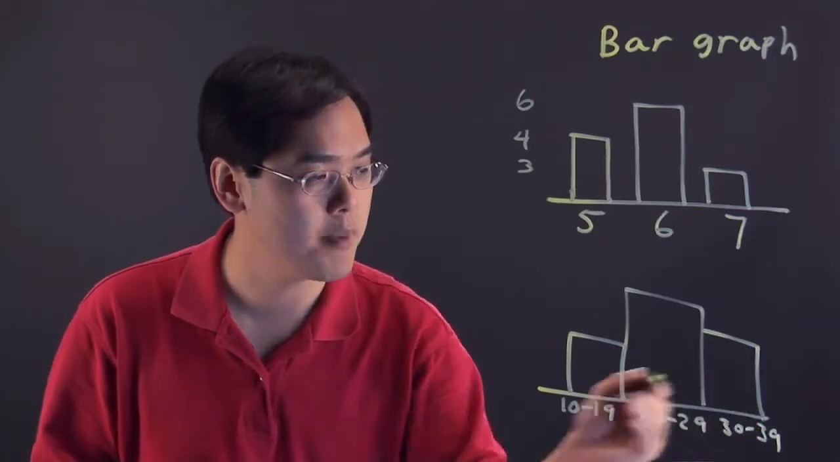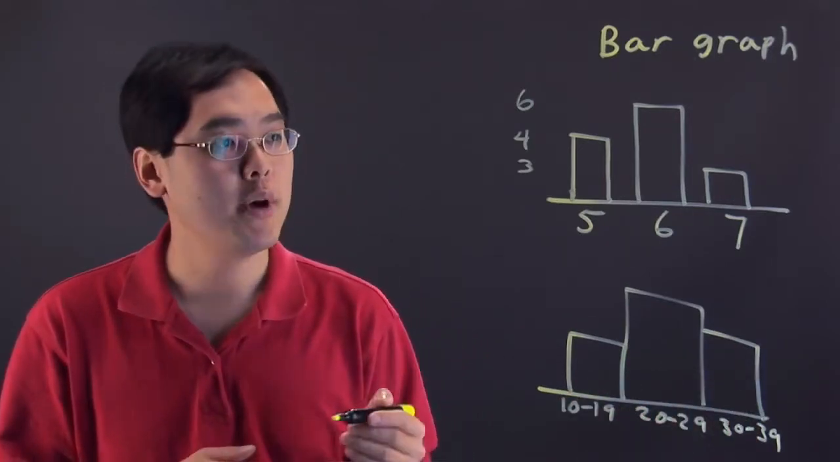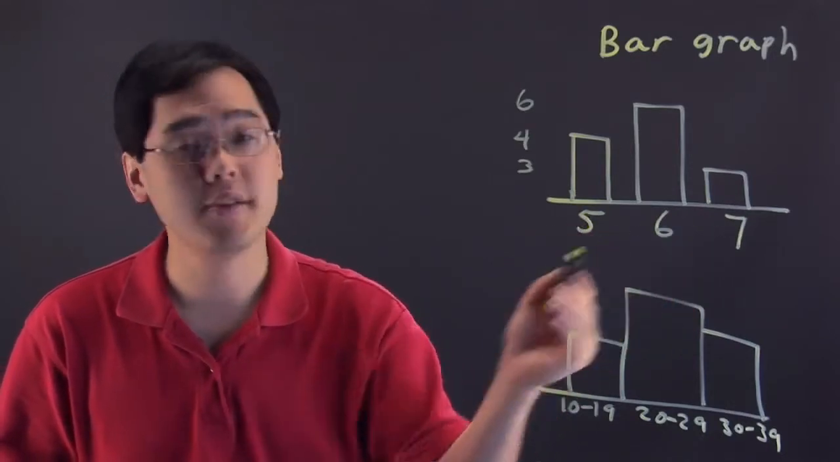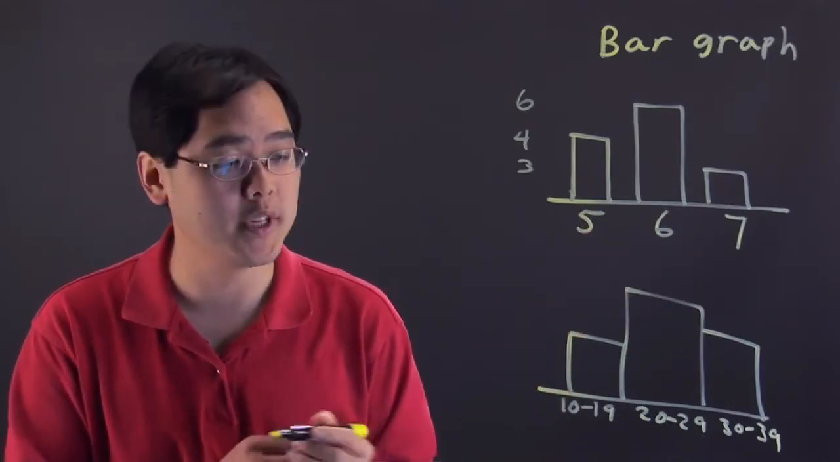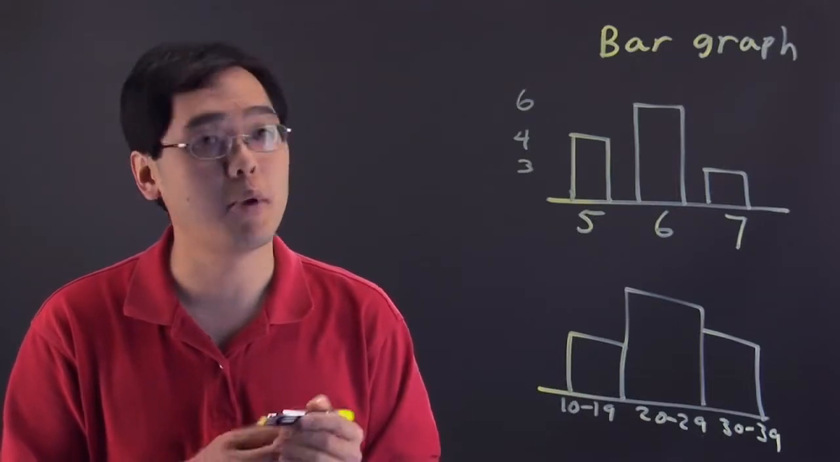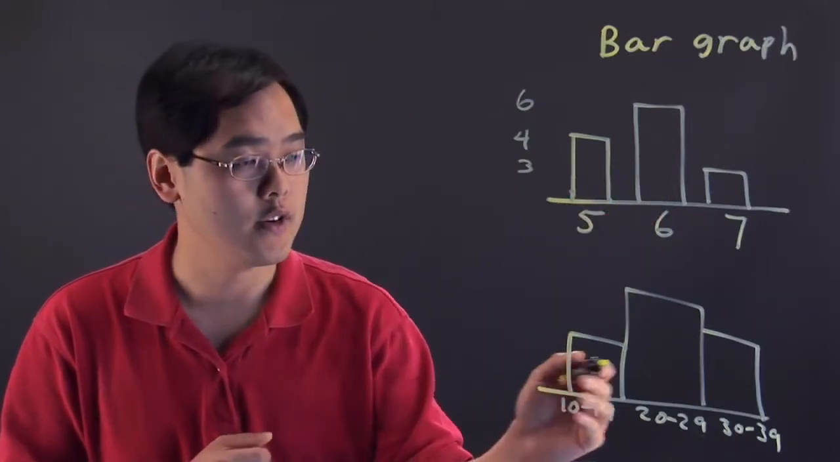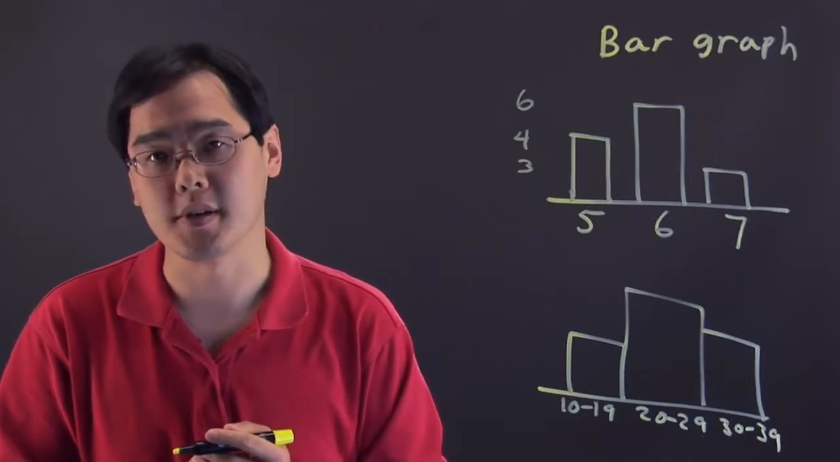So a typical histogram may look like this, but as you can probably tell, bar graphs will compare individual values, and histograms will typically compare grouped values. And in bar graphs, typically, there's spacing, and with histograms, there's typically no spacing in between.